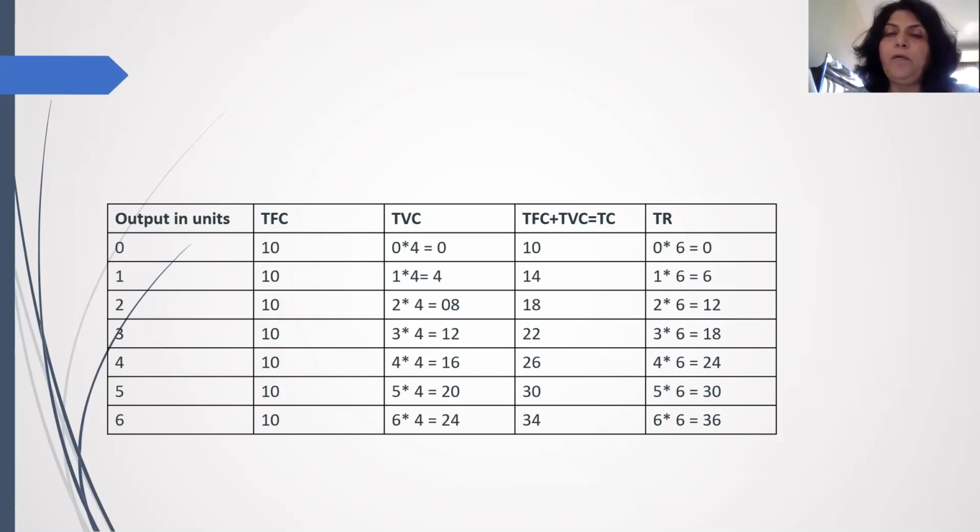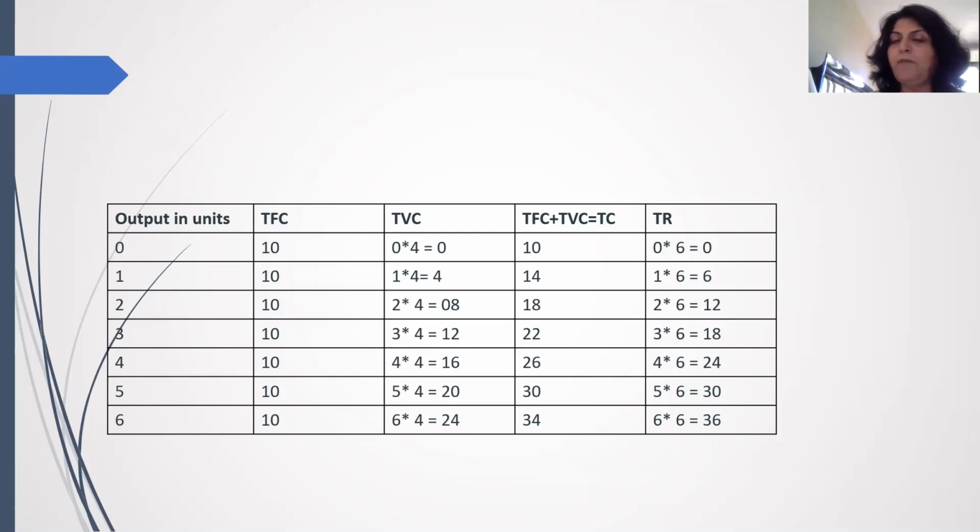Before that, your TC is more than TR. See, 10, 0, 14, 6, 18, 20, 22, 18. Till 30, we are incurring losses because TC is greater than TR. But after we cross the break-even point, we start making profits because TC is 34 and TR is 36. So now we start making profits.